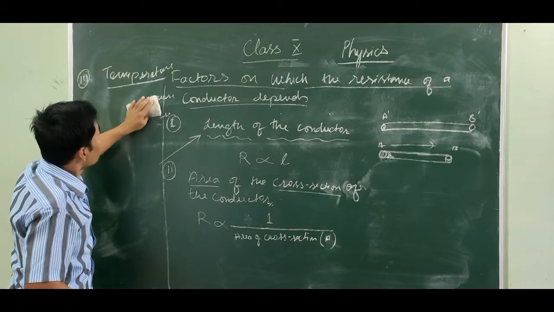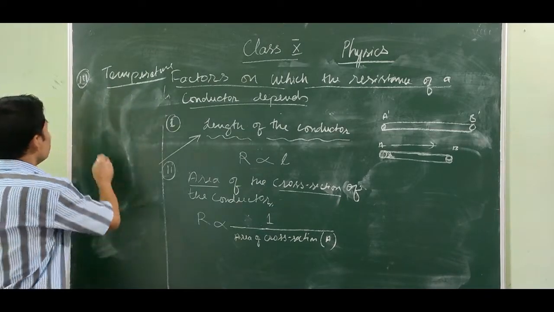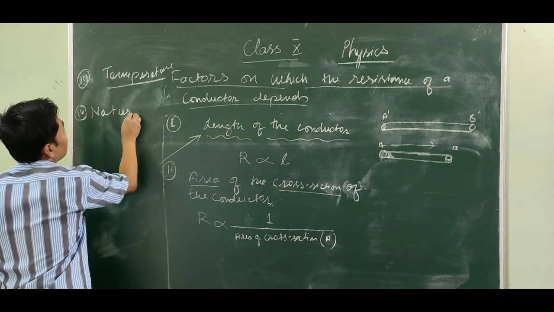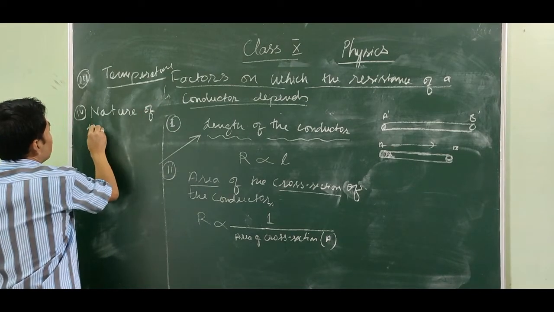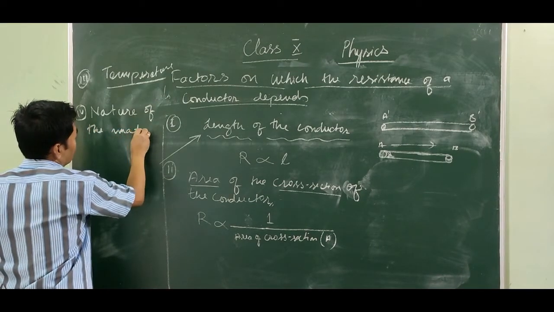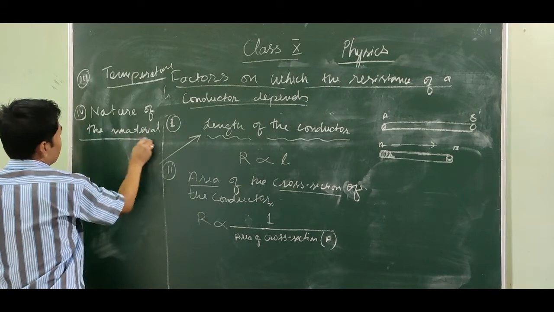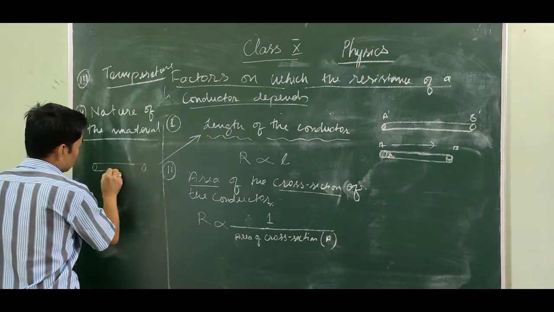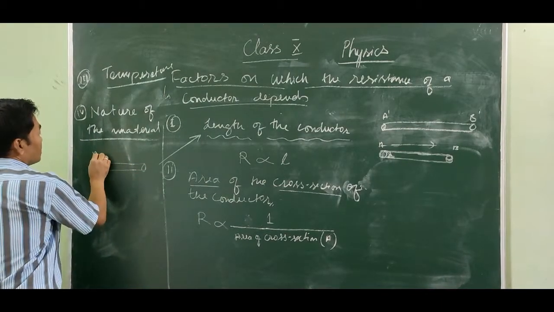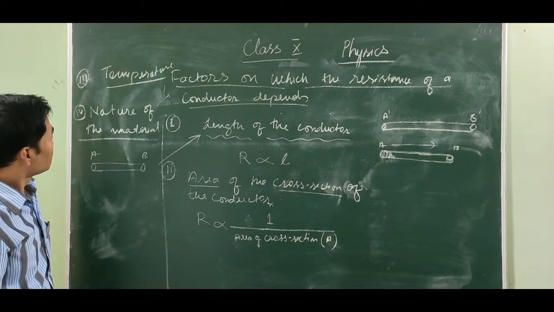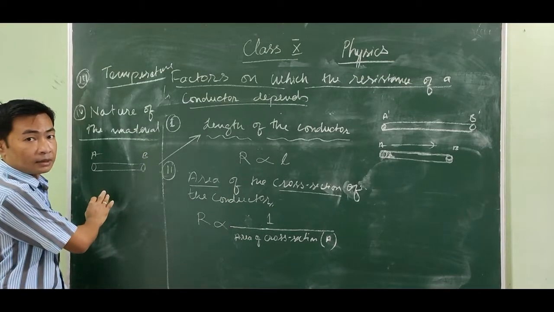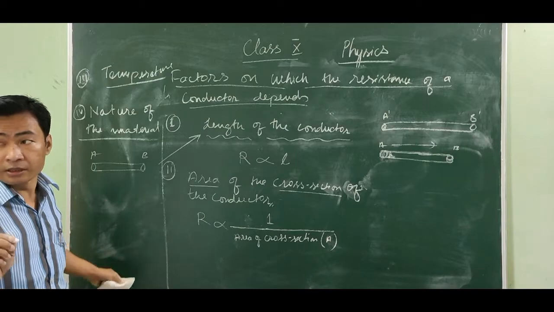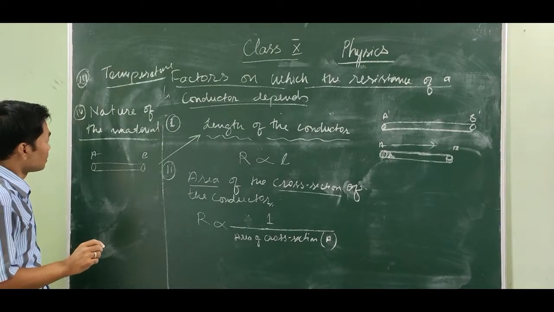Now the last one we have is the fourth one: nature of the material. So we have four factors here. Nature of the material means, what is this conductor made with? With what material is this conductor made? So whether that material has a high resistance or low resistance depends on the material of the conductor.